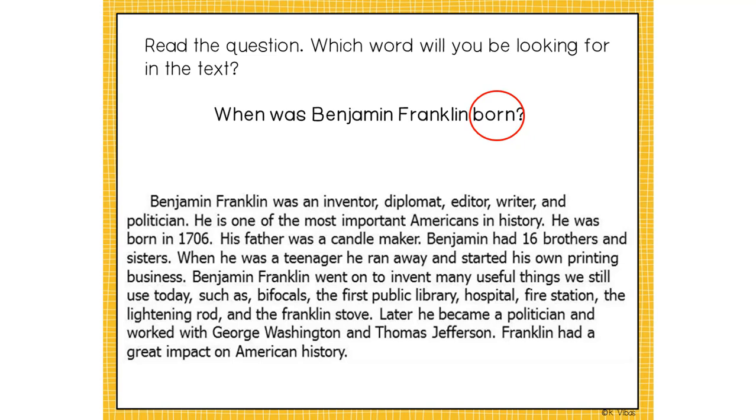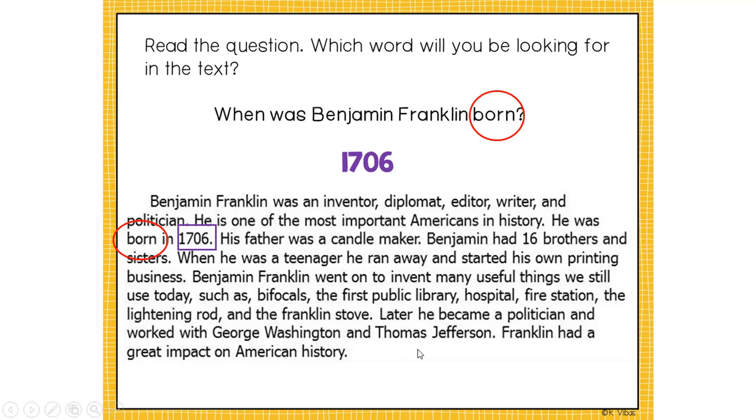Benjamin was an inventor, a diplomat, editor, writer, and politician. He is one of the most important Americans in history. He was born in 1706. Stop right there. I found the word born. We can just stop. I can answer this question right away. He was born in 1706. So the answer to when was Benjamin Franklin born? 1706. I don't need to read all the rest of this information.